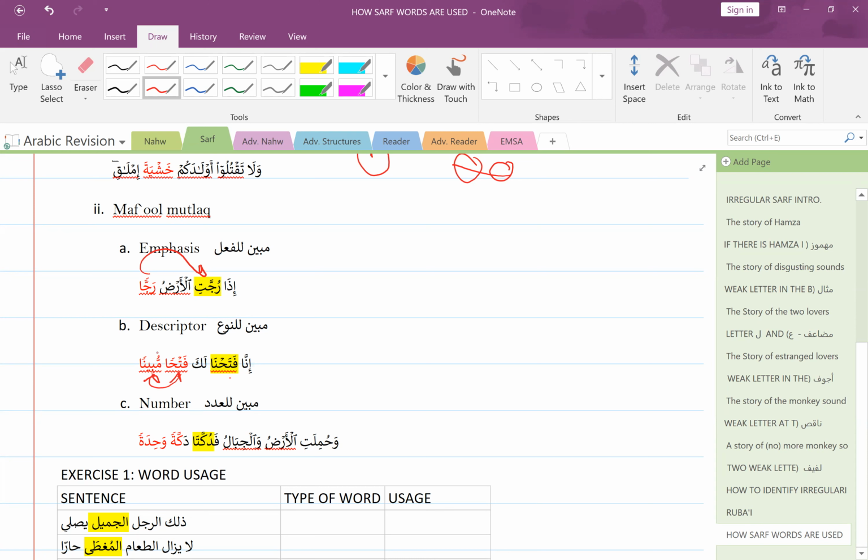Or sometimes, instead of a mawsuf sifa, you can have it as a mudaf ilayh. That will still be this kind of category. So the masdar comes in as a mudaf ilayh. That will still be a description.